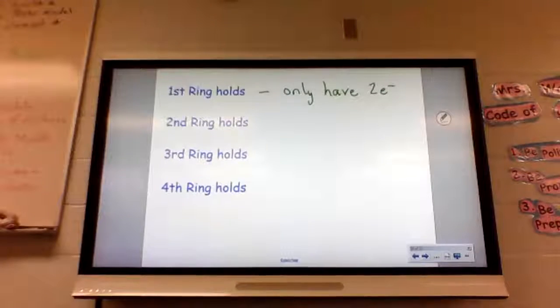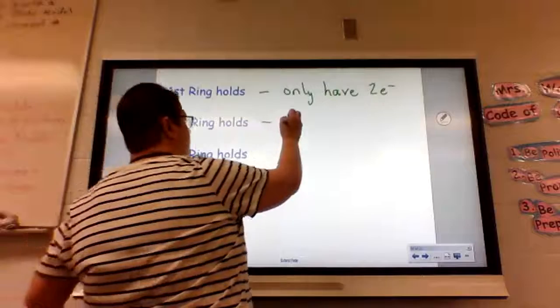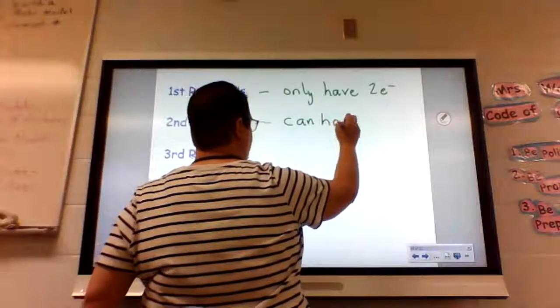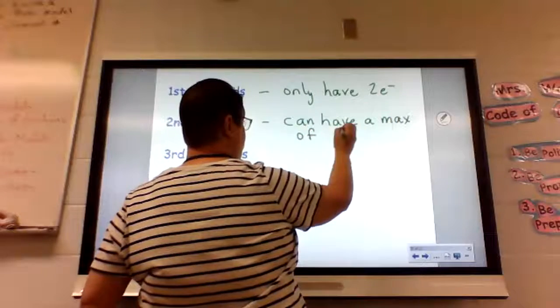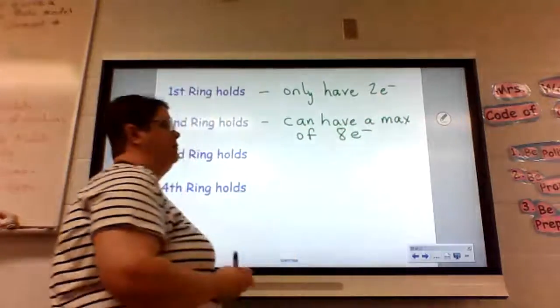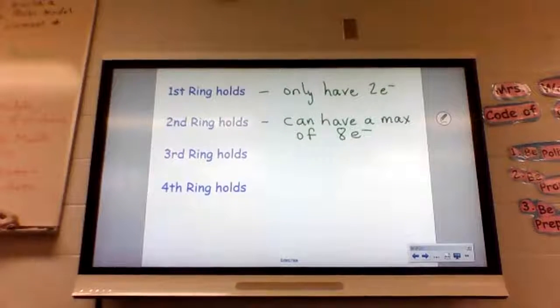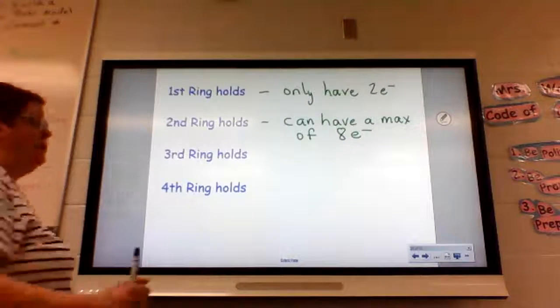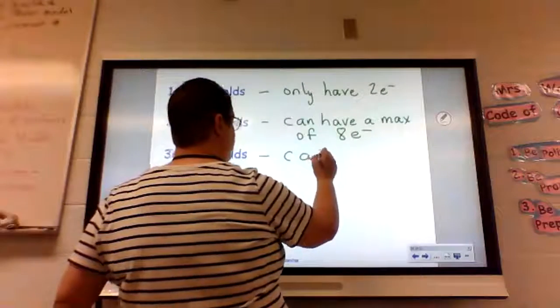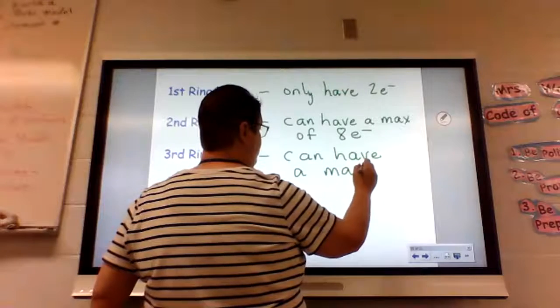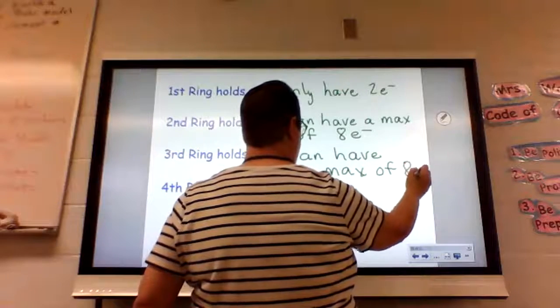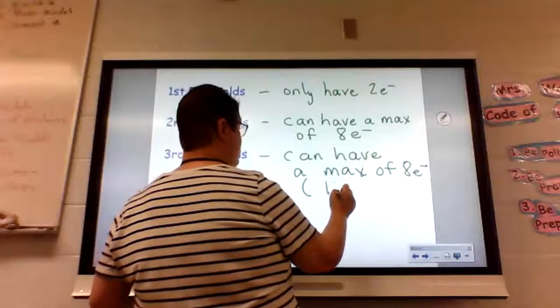All right? The second ring can have a maximum of 8 electrons. Now you can have less, but the most you can have is 8. The third ring can have a max of 8 electrons also. Now in parentheses, I'm going to put 18.